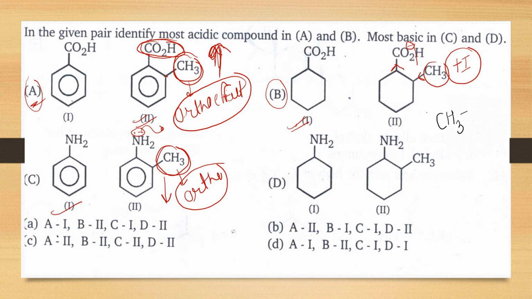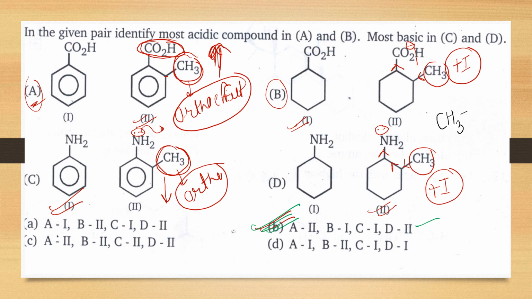So which one is more basic? The first. In the second, there is no conjugation, so we will consider only the plus I effect of CH3. According to the plus I effect, the CH3 group will increase the electron density on the nitrogen atom, so that nitrogen atom becomes more basic. So the second is more basic. So what will be our answer? In A it is the second, in B the first, in C the first, and in D the second. So our answer will be D. That is our final answer, D.